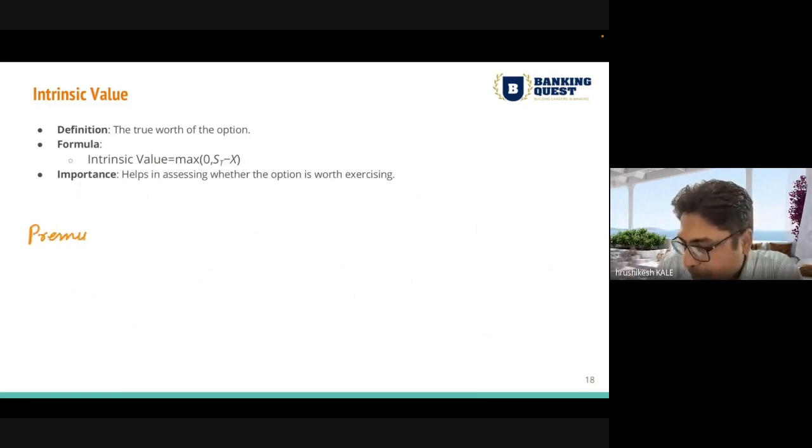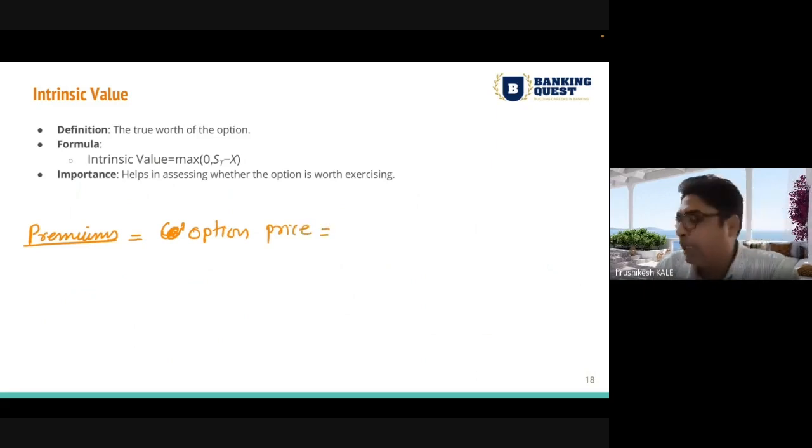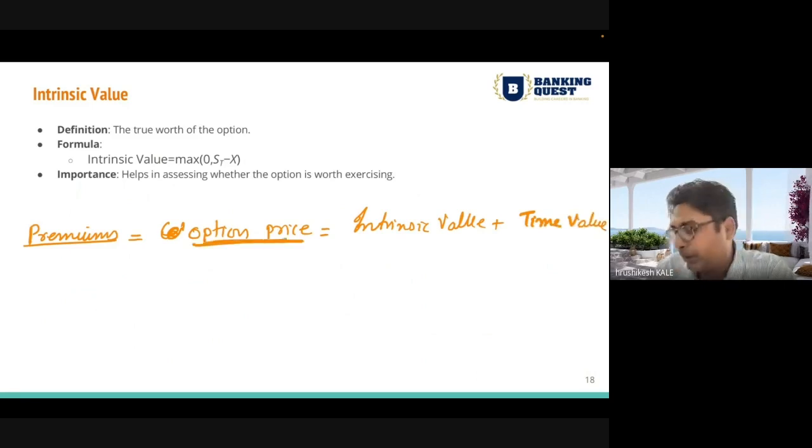Premium, which is nothing but option price, comprises of two terms. One is its intrinsic value, and another one is time. So, any option price is dependent on two things. One is intrinsic value and another one is time value.